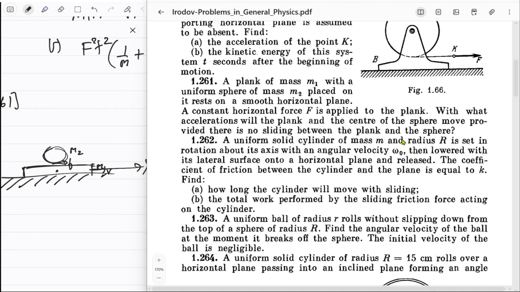What about gravity? Gravity doing anything? No. Friction is an internal force. It cannot do anything in any case. And there's no friction from this guy. So sure, you can just use the concept of angular momentum and say that this thing has zero angular momentum about this point, that is.